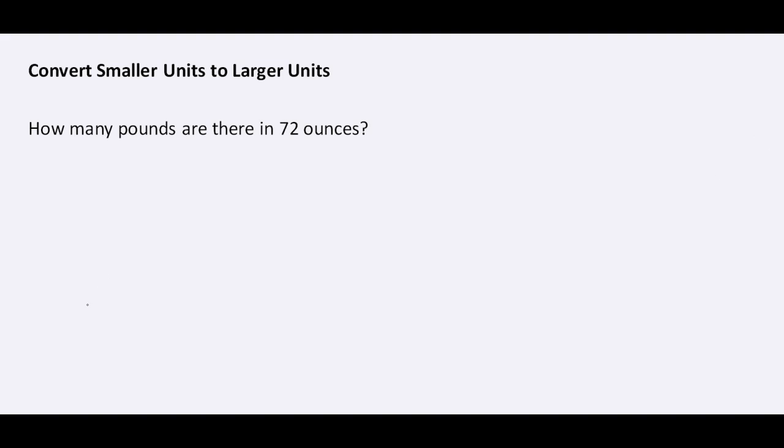Next example, how many pounds are there in 72 ounces? So we have, again, 16 to 1. So this is ounces to pound. Now we're going to use our equal ratio technique, which is going to tell us that 16 to 1, this is ounces to pound, is equal to 72 to x. And our approach is going to be to convert this to a fraction. So 16 over 1 is equal to 72 over x.